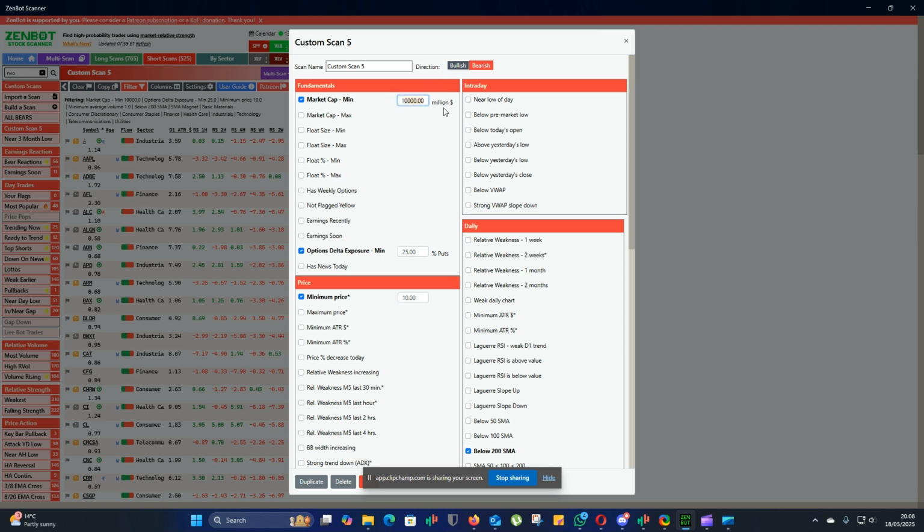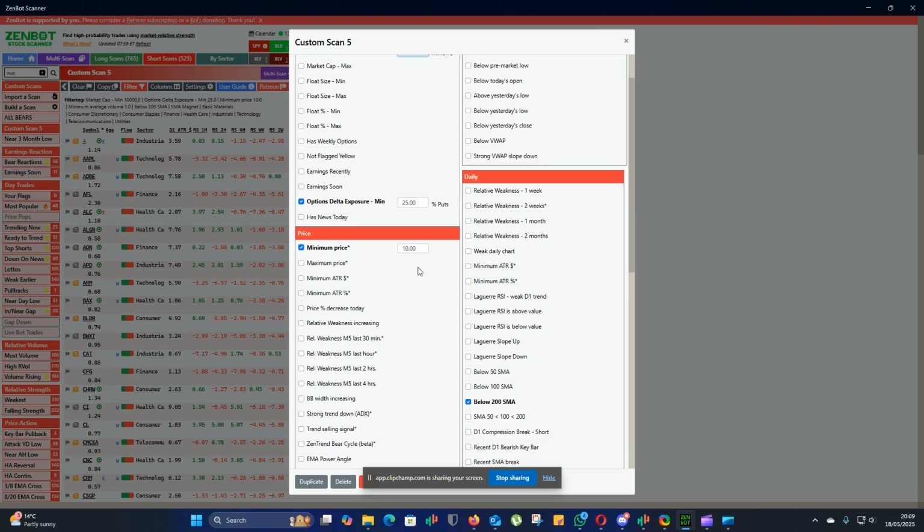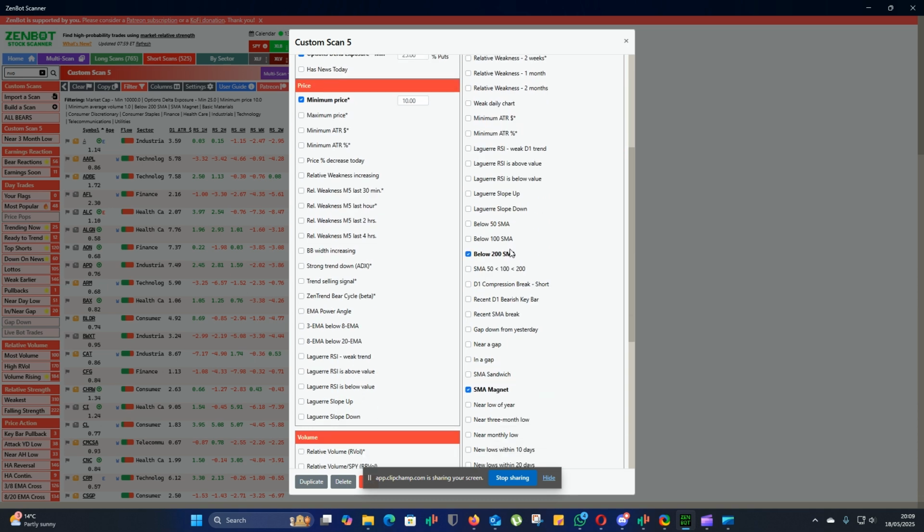I'm looking at a 10 billion market cap, options delta exposure, which I'll talk about later, of 25%. So I'm looking for those picks that have some put involvement, basically, and that's just my minimum that I'm looking for. Minimum price of 10, don't want anything lower than that. 200 SMA, can turn this one off. I've turned it on and off.